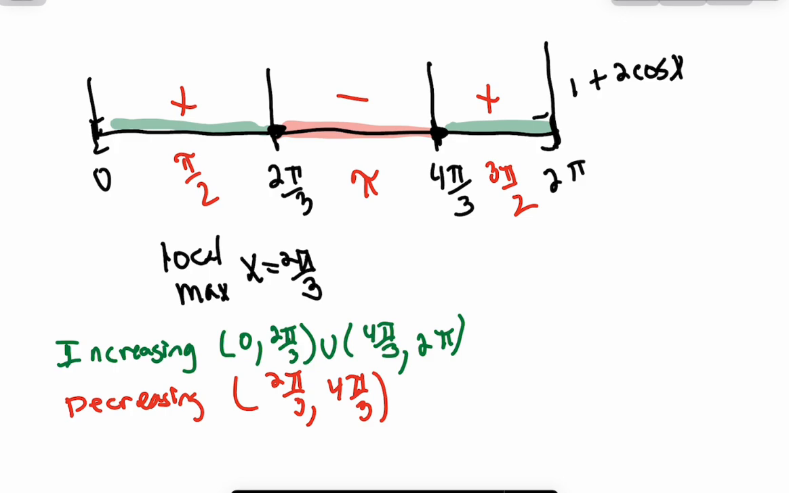Now, if we go to the next one, it was decreasing followed by increasing. What do we have at 4 pi over 3? We have a local min. So we have found our local mins and maxes within that interval. At 2 pi over 3, we have a local max because it went up then down. At 4 pi over 3, we have a local min because we went down then up.